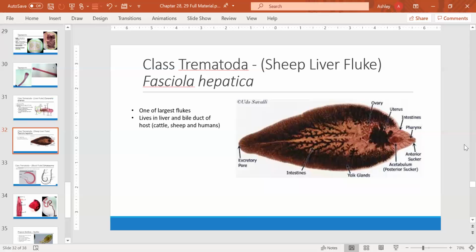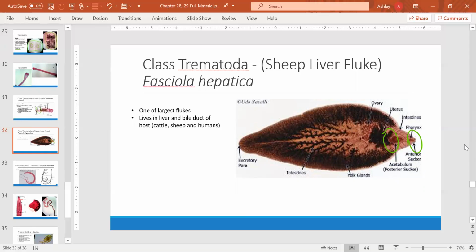And then looking at Trematoda class with a sheep liver fluke. This is one of the largest flukes, so under the microscope you only see part of it because it's so large. And they live in the liver and bile duct of cattle, sheep, and humans. And it looks much more different, but still it has the two suckers, one here anterior and one ventral. And so flukes are known for having those two suckers, one for attachment, one for feeding.